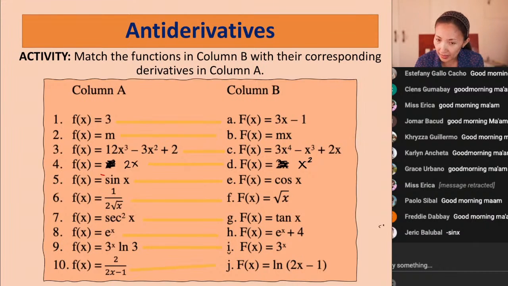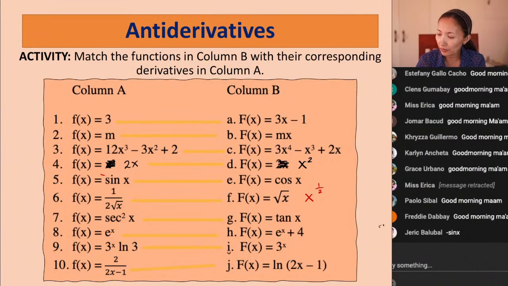And then number 6, derivative of the square root of x. You know that square root of x could be written as x raised to 1/2. So by power rule, it's 1/2 x raised to 1/2 minus 1, which is negative 1/2. So that could be written in the denominator to make its exponent positive, making it 1 over 2 square root of x, correct? Derivative of tangent x is secant squared x, correct? Derivative of e raised to x plus 4. Derivative of the first term is e to the x. And derivative of a constant 4 is 0.